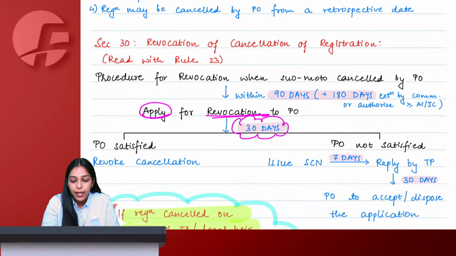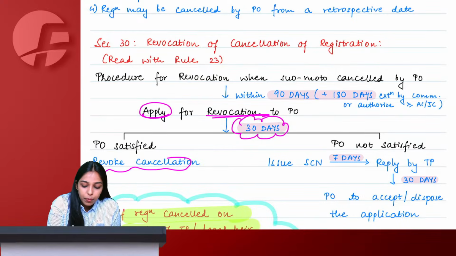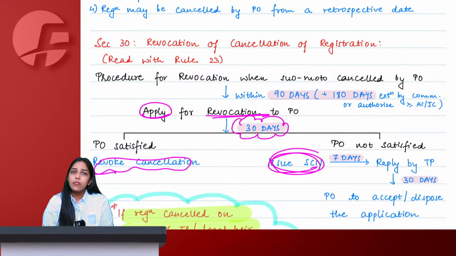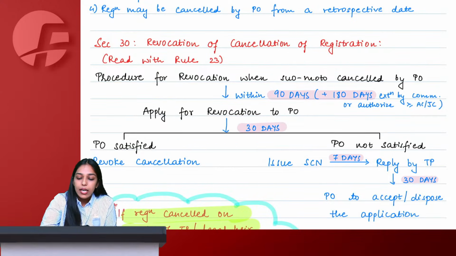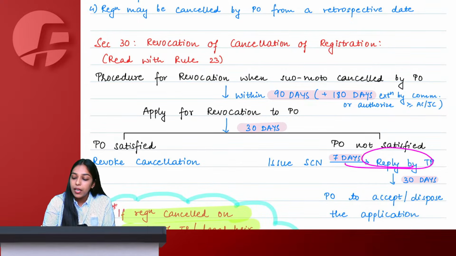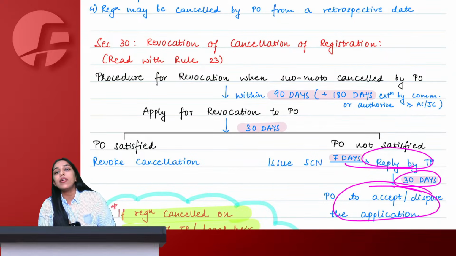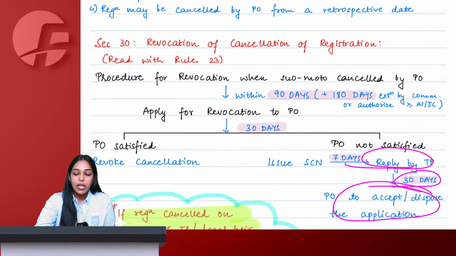within 30 days from there, if the officer is satisfied, I make a puppy face. I go and say, officer, please revoke my cancellation. If he is satisfied with my puppy face, then he will revoke my cancellation. If he is not satisfied, he will issue me a notice. He will give me one more chance. After I get a notice, I will reply within 7 days. Once I reply, within the next 30 days the officer will finally decide to revoke the cancellation or not revoke it. Say yes or no.